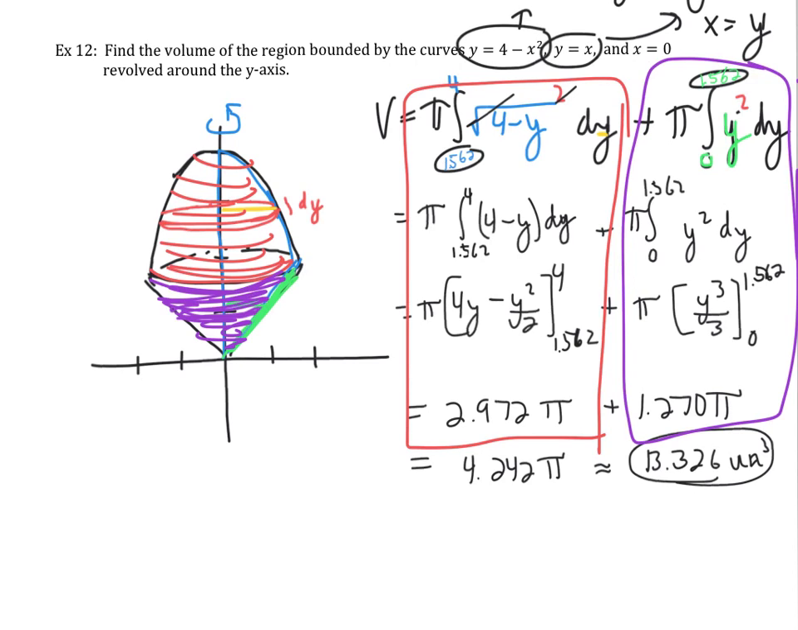Before we go on, I want you to notice that my axis of rotation here is my vertical axis, my y-axis, the line x equals 0, and my slicing happened horizontally. I was slicing discs horizontally with respect to y. You could also say that your limit of integration and your dy matches the axis that you're rotating around, the y-axis.